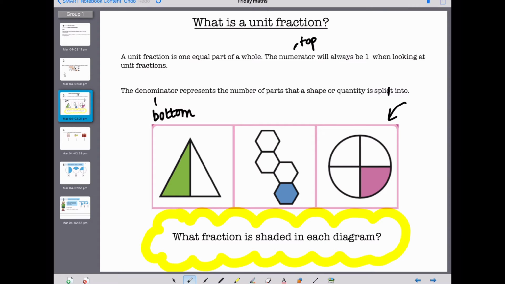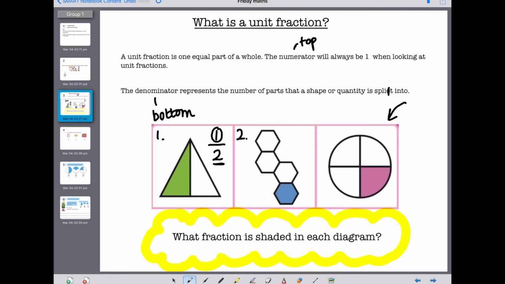So have a look at my pictures here. What fraction is shaded in each diagram? Let's look at the first shape. Write on your board or your piece of paper the unit fraction for that triangle. It's 1/2. One part is shaded out of 2 parts altogether.